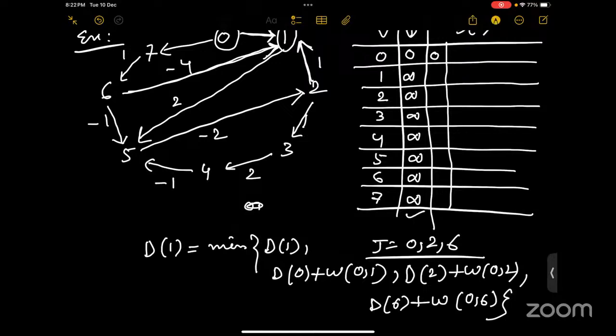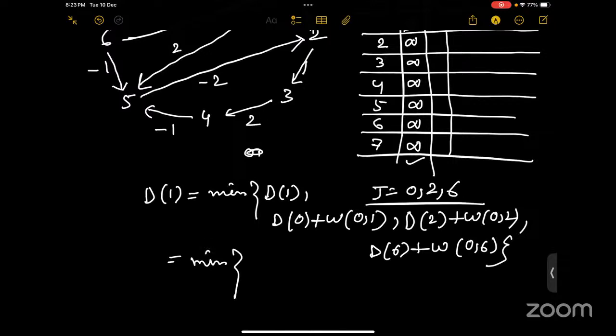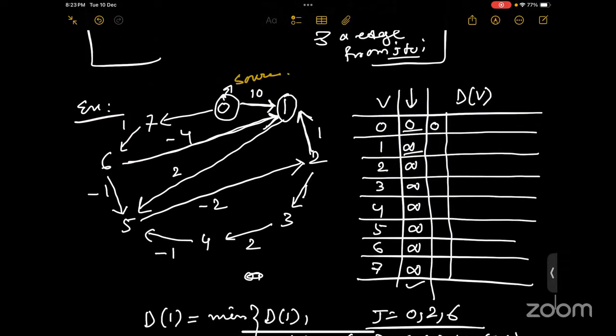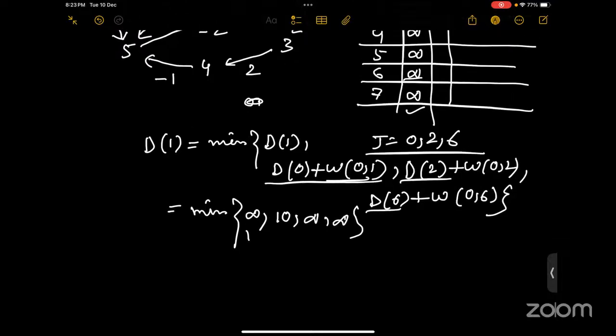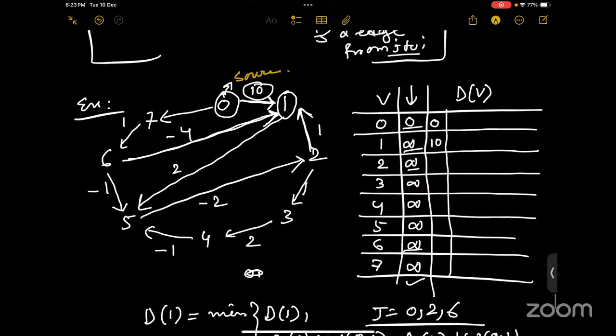This is our step. The distance of 1 is infinity here, right? So we have infinity. Then we will calculate this. The distance of 0 is 0, and the weight of 0, 1 is 10, right? So this will be 0 plus 10, that means 10. The distance of 2 is again infinity here, so this will be infinity, and the distance of 6 is also infinity. Now the minimum among all these 4 terms is clearly 10, right? So the distance of 1 will be 10. Clear?